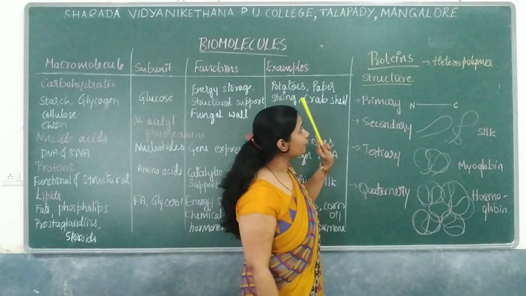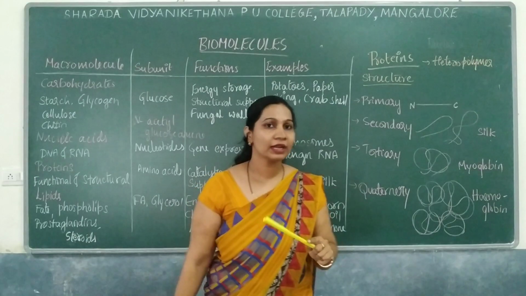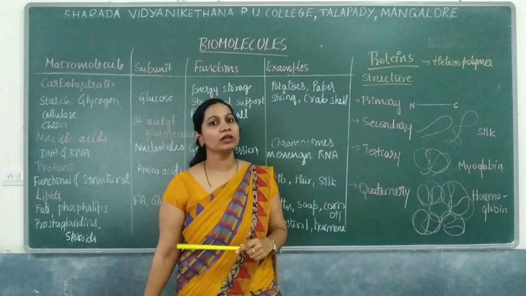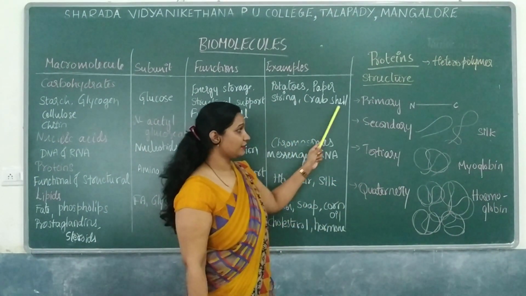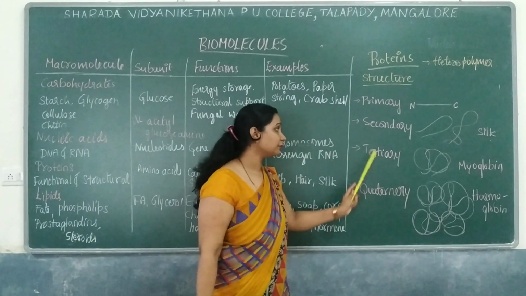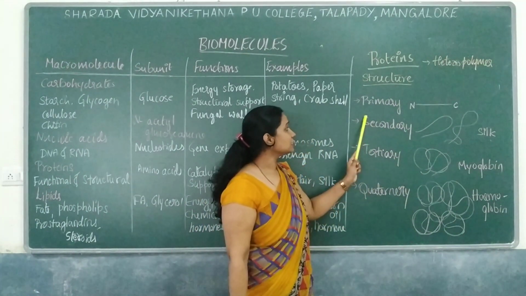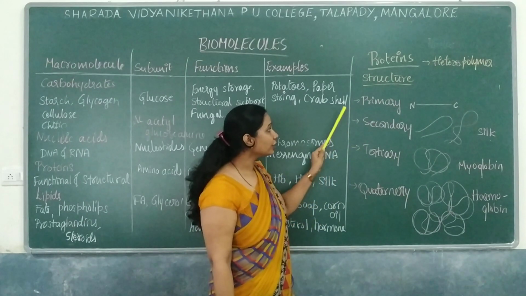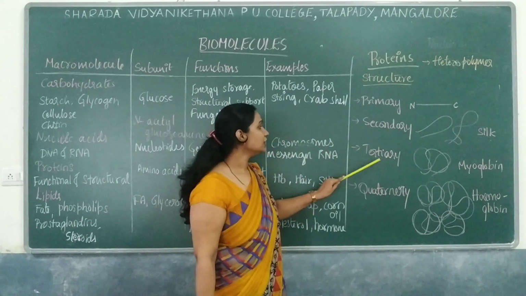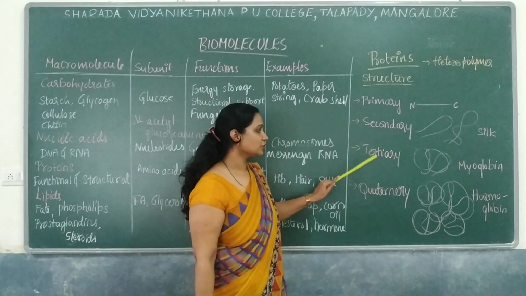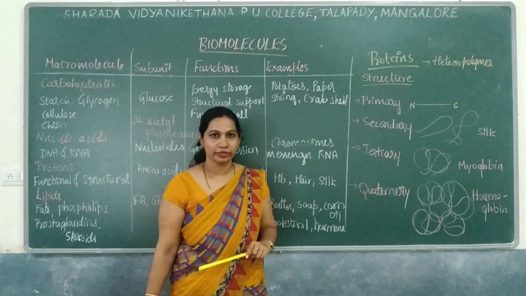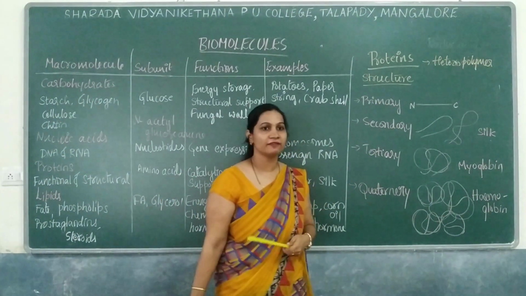So the structure of proteins will have a 4-level structure. There is a presence of 4-level structure. This is very important. MCQs can be asked based on this. So it is a 4-level structure including primary structure, secondary structure, tertiary structure as well as the quaternary structure. So those are the 4-level structure.